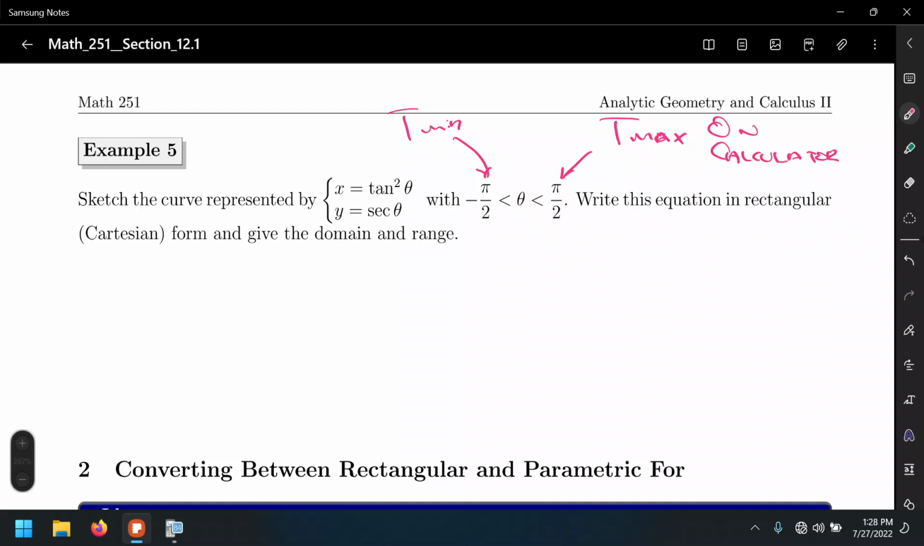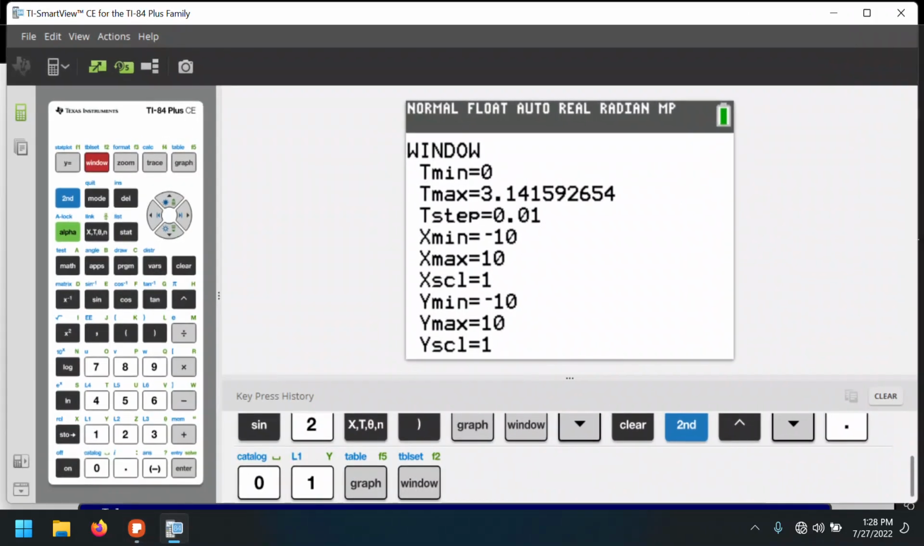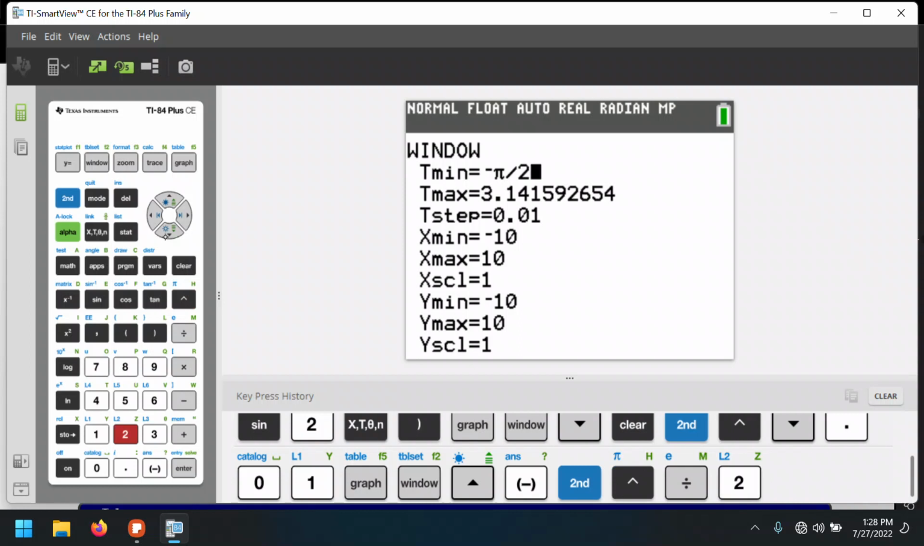Okay, and of course we're gonna have a look at the graph, and as well we are going to write this using a rectangular function. So let's go to our graphing calculator now that we have the window open. Click on window and make sure that for the T-min you have negative pi over 2, and for T-max, pi over 2.